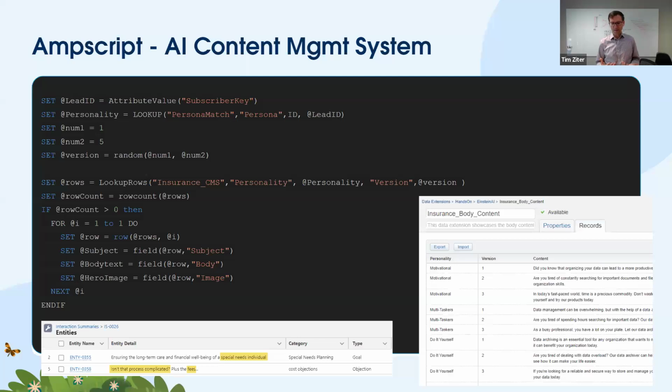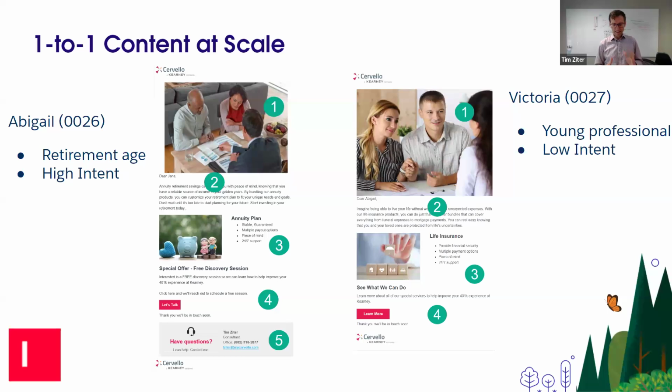Once you've got that persona, you can use something like a random function in AmpScript to look up this content management system, find the appropriate persona, and then pick the subject line, the pre-header, the body content, and the imagery. That's how you can create all of that content on a one-to-one basis using a data extension content management system. So let's take a look at how this could come together in an email itself.